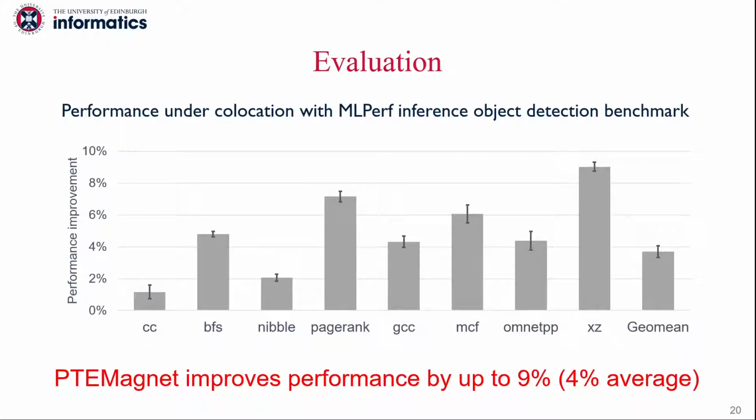The chart on the slide shows the performance improvement delivered by PTEMagnet in collocation with the MLPerf inference object detection benchmark. We can see that PTEMagnet boosts performance by 4% on average and by 9% in the best case.